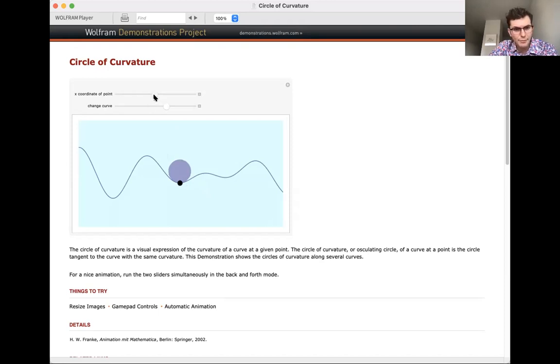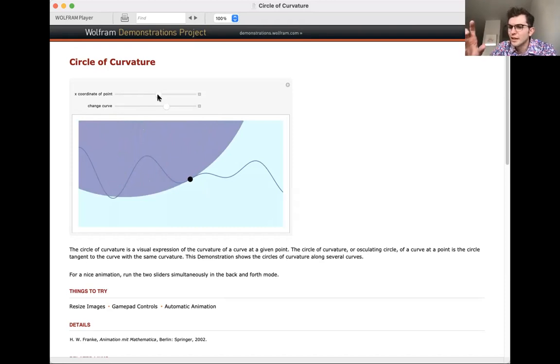Then what happens if you start moving? Do you see that the circle is increasing in radius? Now we're approaching a region of the curve where the curve looks more flat. Since the curve looks more flat, the circle has to become bigger, because we said that the curvature of a circle decreases as the circle gets bigger. As you get closer to a flat piece of the curve, the approximation should use a bigger circle.